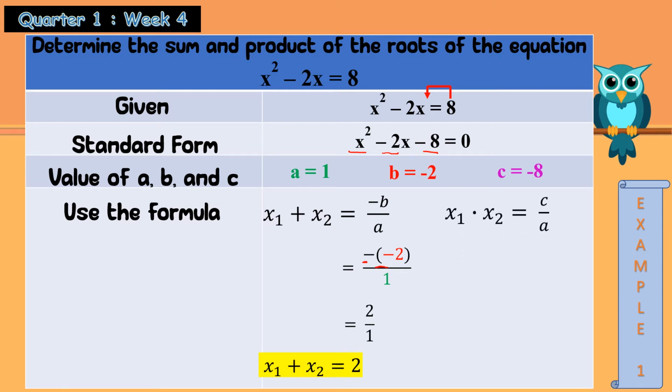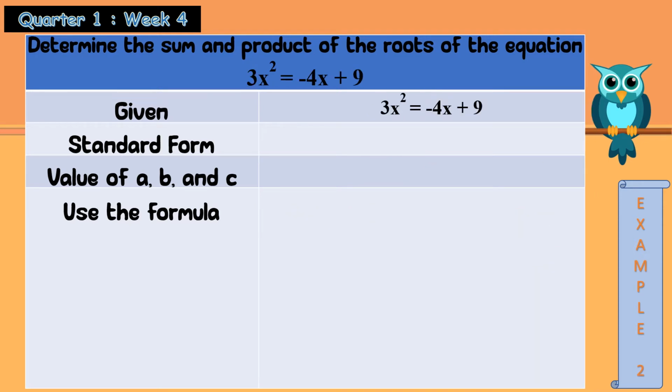For the product of the roots, we will use this formula, c divided by a. So the value of c here is negative 8. So negative 8 divided by a, which is the value of a here is 1. So when we simplify negative 8 divided by 1, we got here negative 8. And that will be the product of the roots of our given quadratic equation.